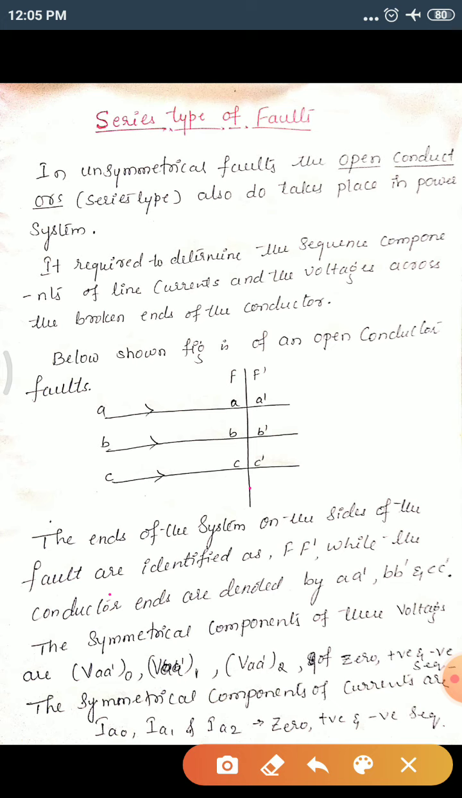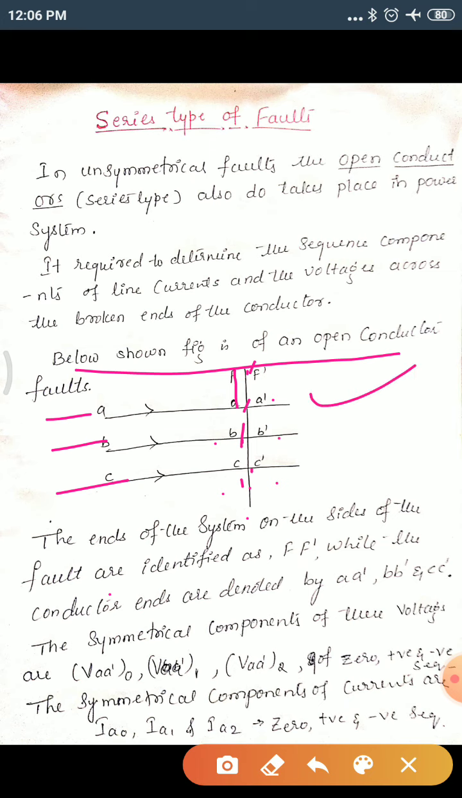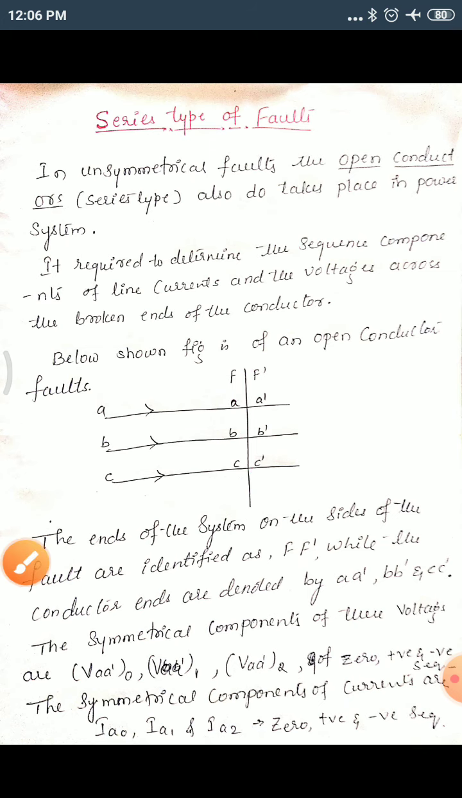Let's consider the circuit of an open conductor. It is overall open conductor faults. Let's say these are the A, B, C conductors. Suppose a fault occurs at this point. The ends of the conductors at the fault are represented as A dash, B dash, and C dash, and the fault is represented as F dash.